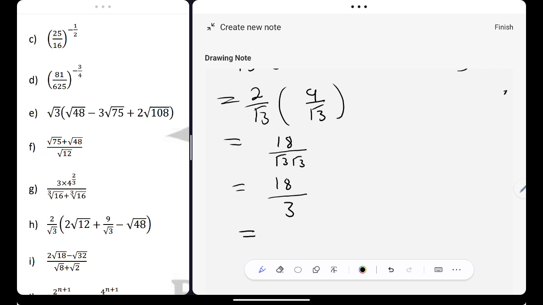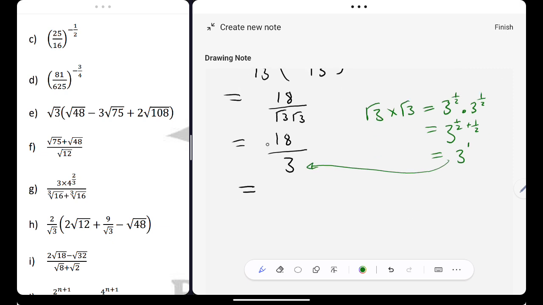And it's over 3 because please remember that, let me write this in green. Root 3 times root 3 can be written as 3 to the 1 over 2 multiplied by 3 to the 1 over 2 all together. If you're multiplying bases that are the same, you just need to add the exponents. So it will be 3 to the power of 1 over 2 plus 1 over 2, which is just 1. That's why I have a 3 there. All together. So now I have 18 over 3. My final answer is 6.